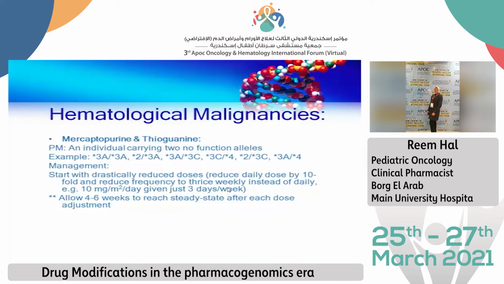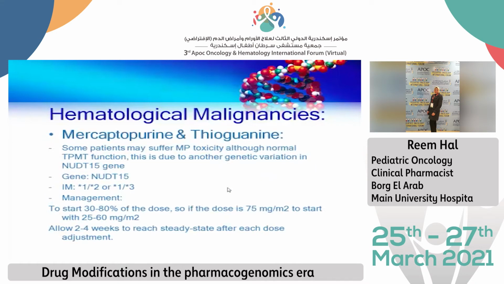Reducing by 10 folds means to give about 10 mg per meter square per day, given only 3 days per week. And also for any dose adjustment, here we should wait for 4 to 6 weeks to reach the steady state, and then decide whether we are going through dose adjustment or not, because this patient is a poor metabolizer.